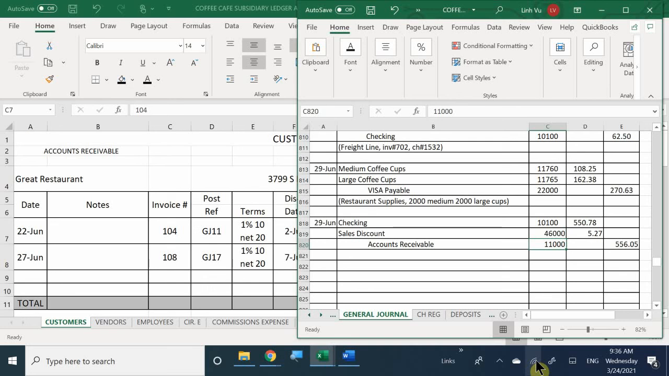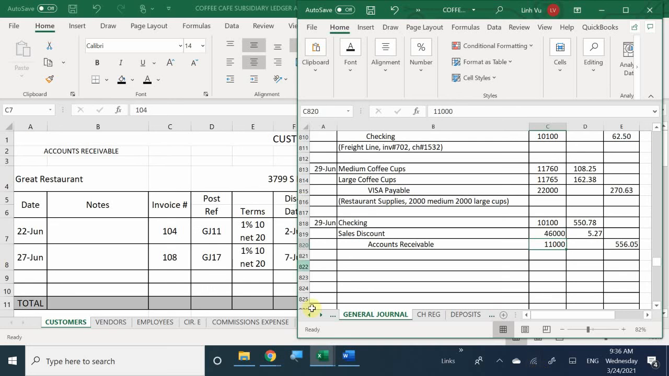So here we received a check for 550.78, right? They wrote us a check, and here we discounted them for the $5.27 because they made it within the discount period. So therefore, they received a discount. Okay. And they owed us 556.05. Okay, and this is how we calculate it like this.